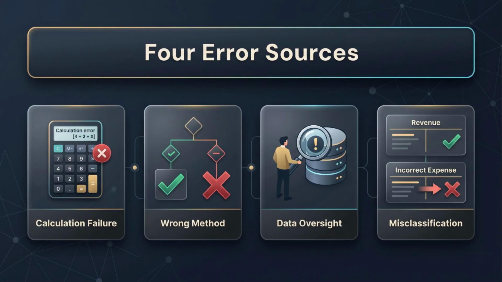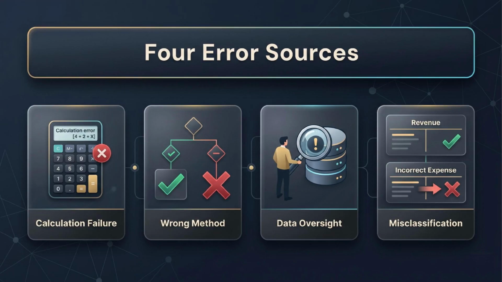Before calculating the correction, find the source of the error. Was it a calculation failure, such as a broken spreadsheet formula? Was it a wrong method, such as applying a method not permitted under US GAAP? Was it data oversight, where relevant information existed but was not reviewed? Or was it misclassification, where an item was placed in the wrong financial statement line?